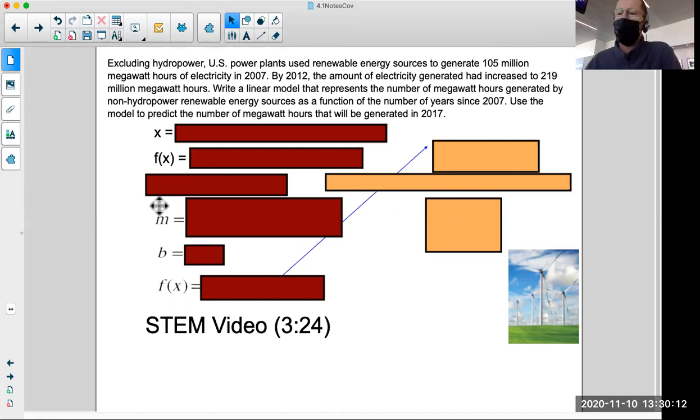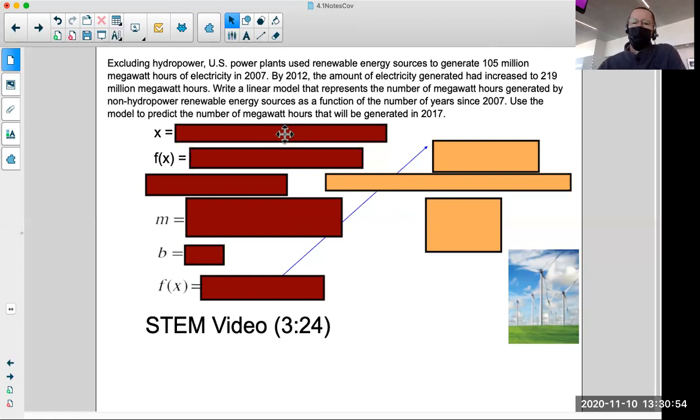Excluding hydropower, U.S. power plants used renewable energy sources to generate 105 million megawatt hours of electricity in 2007. 5 years later, by 2012, the amount of electricity generated had increased to 219 million megawatt hours. Write a linear model that represents the number of megawatt hours generated by non-hydropower renewable energy sources as a function of the number of years since 2007. So our base year is 2007. Use the model to predict the number of megawatt hours that will be generated in 2017, which would be what? 10 years after that.